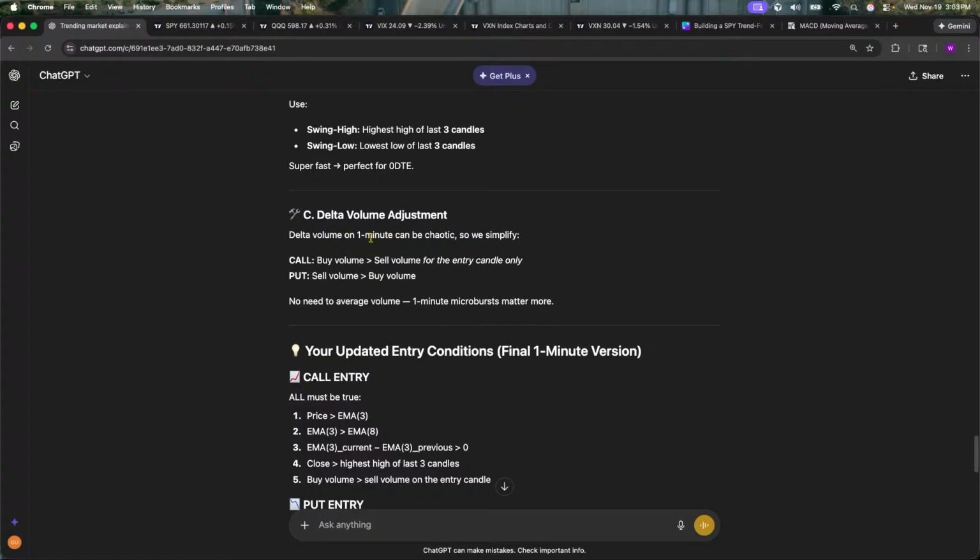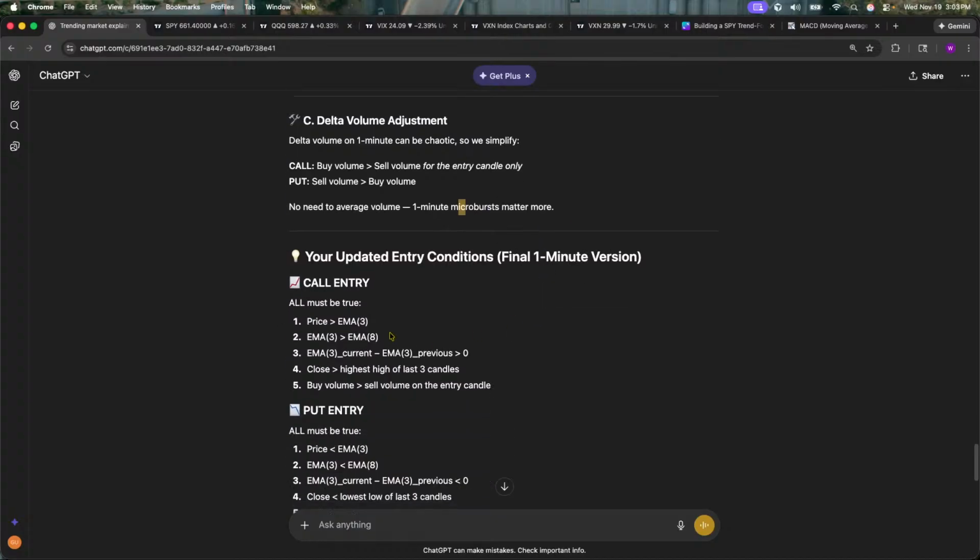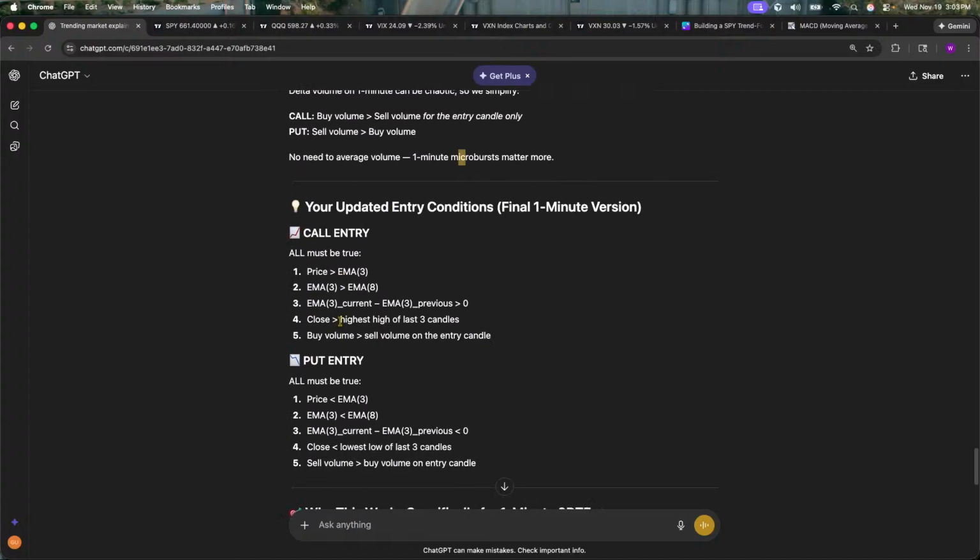Delta adjustment: delta volume on 1 minute can be chaotic, so let's simplify it. For the call, buy volume is greater than sell volume for the entire candle only, and for the put, sell volume is greater than buy volume. No need to average the volume. The 1 minute micro bursts matter more. So, an update. Here's the entry.